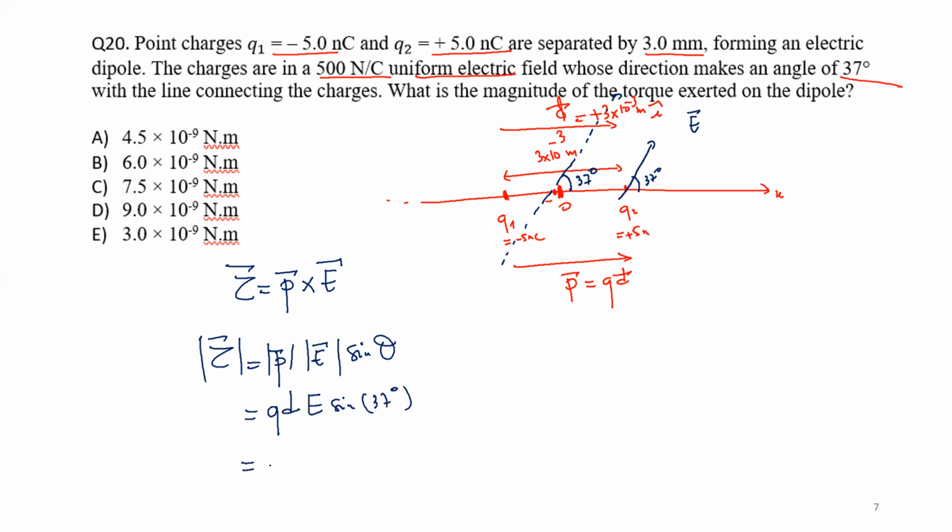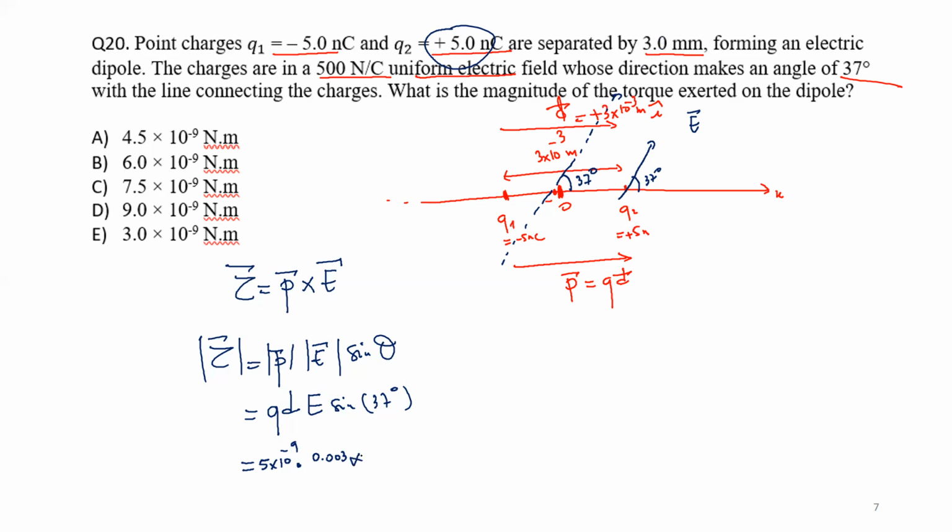So I know Q. What is Q here? Q is 5 nanocoulomb. So 10 to the power minus 9. You put it in coulomb. Distance you put it in meters. Everything should be in SI units. So distance should be in meters. So distance is 0.003. Basically 3 times 10 to the power minus 3.